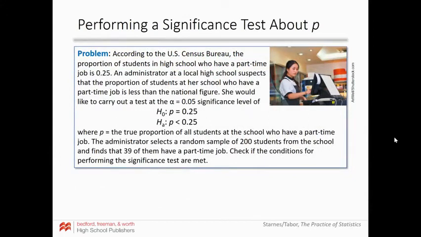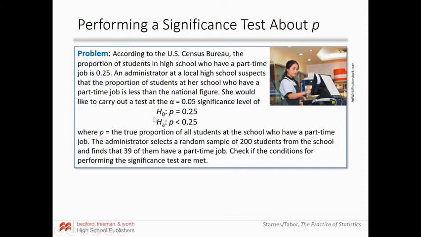Looking at an example, according to the U.S. Census Bureau, the proportion of students in high school who have a part-time job is 0.25. An administrator at a local high school suspects that the proportion of students at her school who have a part-time job is less than the national figure. She would like to carry out a test at the alpha of 0.05 significance level of our null hypothesis, which is p is equal to 0.25, and our alternate hypothesis, which is p is less than 0.25, where p is the true proportion of all students at the school who have a part-time job.